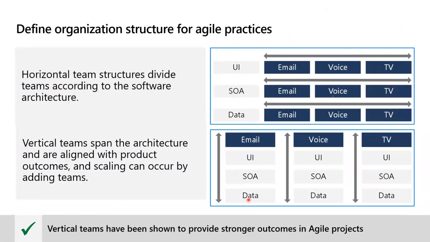In the vertical team, we are going to have multidisciplinary members, and in the end we will have communication between all of the members. With this, we are going to be more flexible when reacting to changes. Vertical teams span the architecture and are aligned with product outcomes, and scaling can occur by adding teams. Of course, this is going to impact the methodology, the framework that we are using.